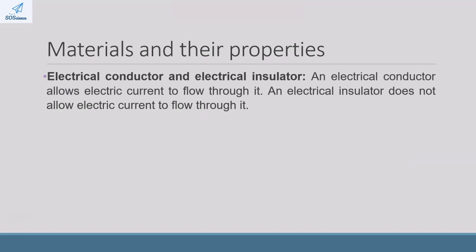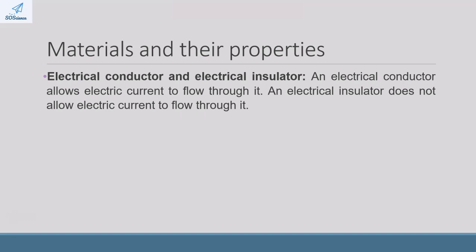Another important property is whether a material is an electrical conductor or an electrical insulator. An electrical conductor allows electric current to flow through it, whereas an electrical insulator, something like glass or plastic, will not allow an electrical current to flow through it. Now, what we need to understand is that we get conductors of electricity that are good, like copper and gold and silver, but then we also get conductors of electricity that are poor conductors of electricity.